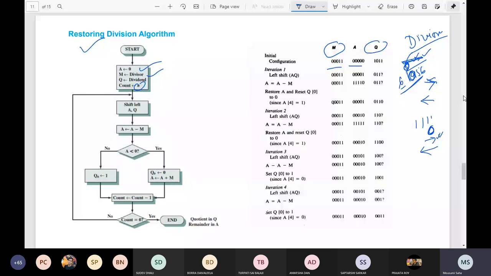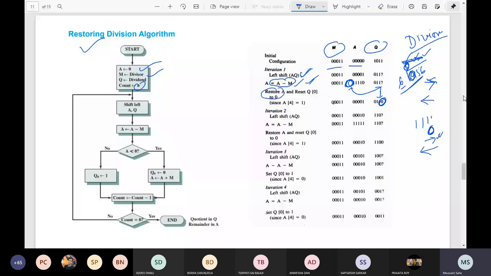Now, for the quotient, what is the operation? First you do the left shift operation, then you subtract. If after subtraction the result is a negative number, then the quotient bit will be zero, not one. So after the shifting operation you do the subtraction, and if it is negative, you restore it and set the Q zero bit.